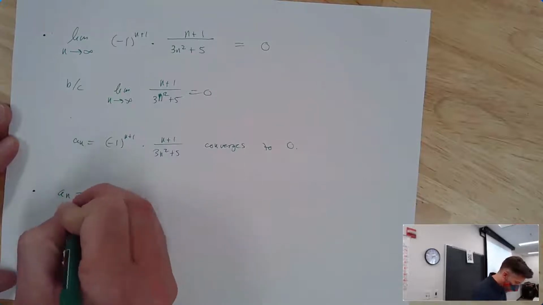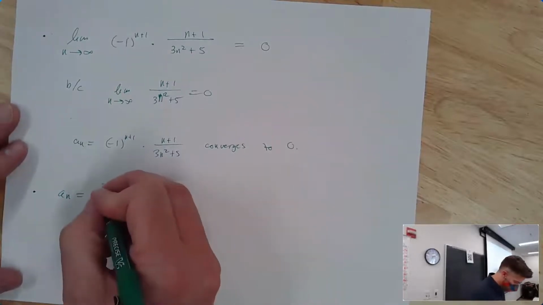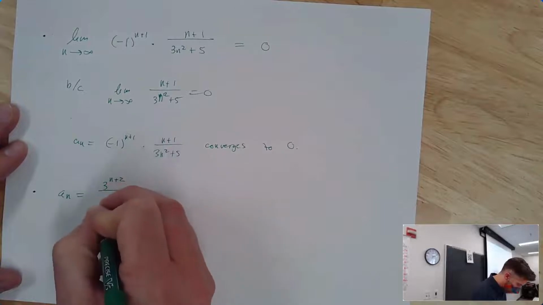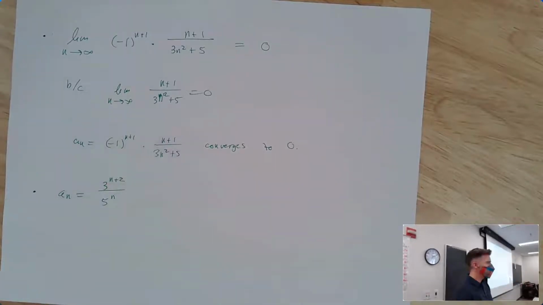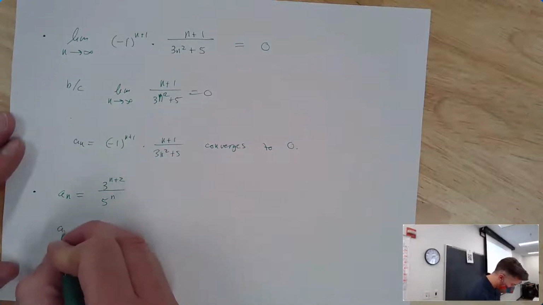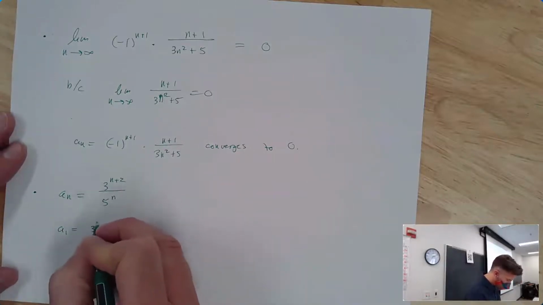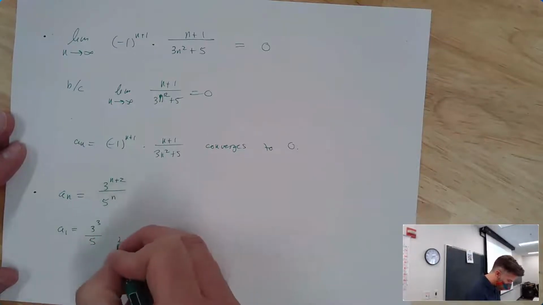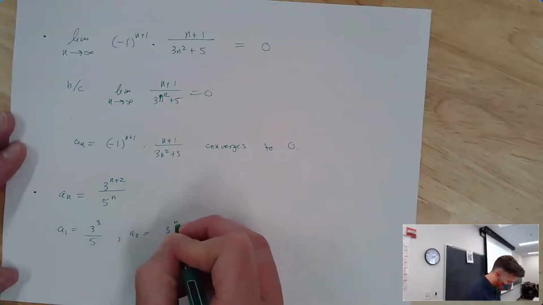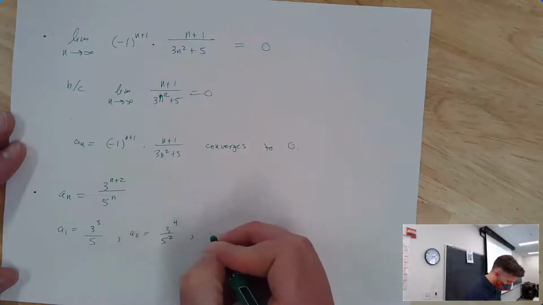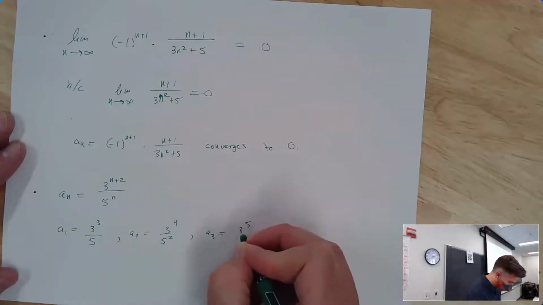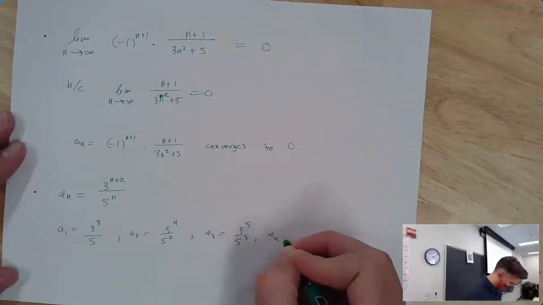So here's an example of a geometric sequence. 3 to the n plus 2 over 5 to the n. It doesn't look like your typical geometric sequence, but it is. The whole point of a geometric sequence is that each subsequent term is multiplied by the same thing from the previous term. So if I start writing out terms, my first term is 3 to the 3rd over 5. My second term is 3 to the 4th over 5 squared. My third term is 3 to the 5th over 5 cubed, and so on.